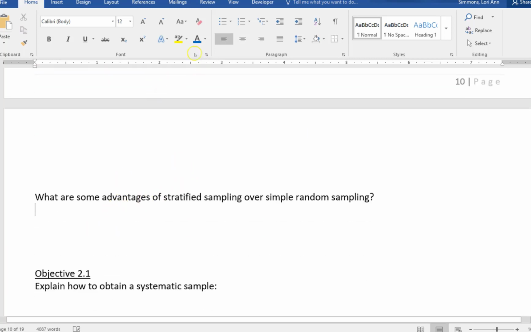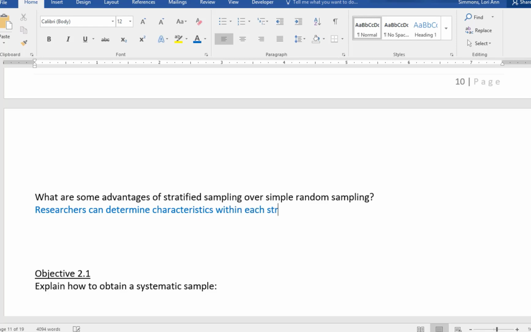So what are some advantages of stratified sampling over simple random sampling? Well, in stratified sampling, we can get them in groups. This is an advantage because researchers can determine characteristics within each stratum group.